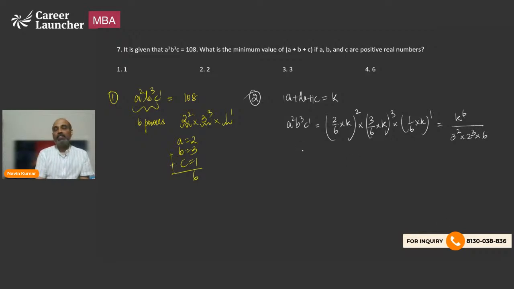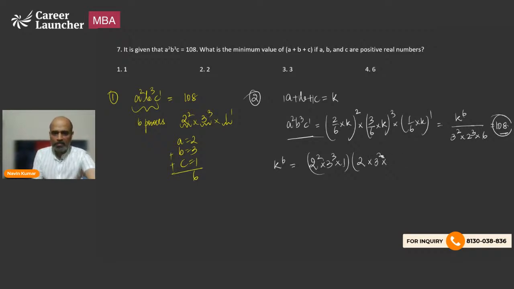This is given as 108. Its value, 180, is given, no? So from here, can we say K to the power 6 is now 108 prime factorized? You will realize it's 2 square into 3 cube into 1. And if I take that denominator to the other side, we will have 2 cube into 3 square. And 6 is 2 into 3.